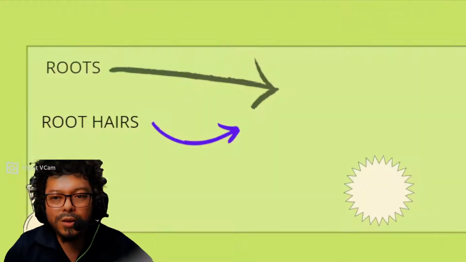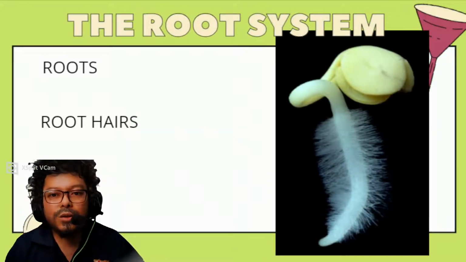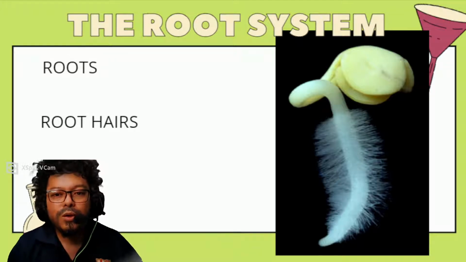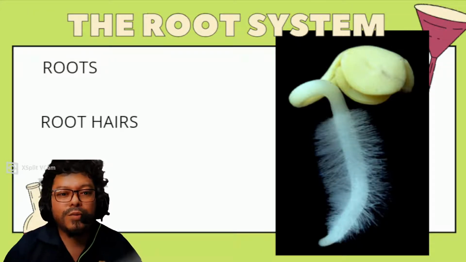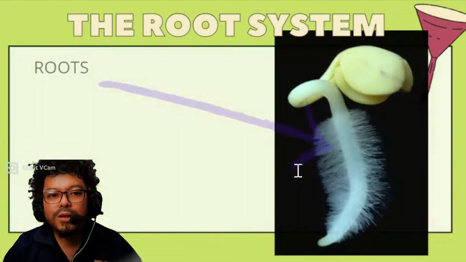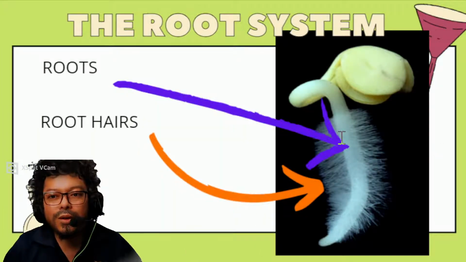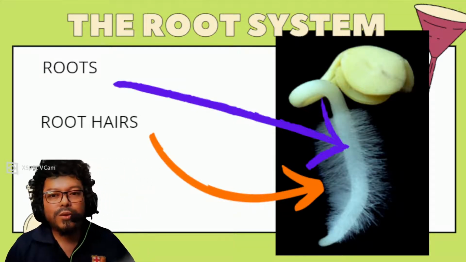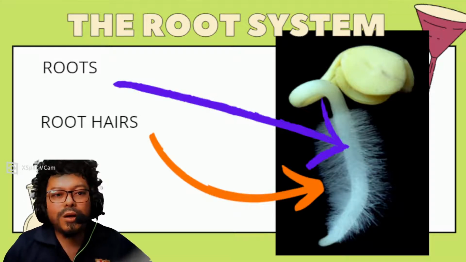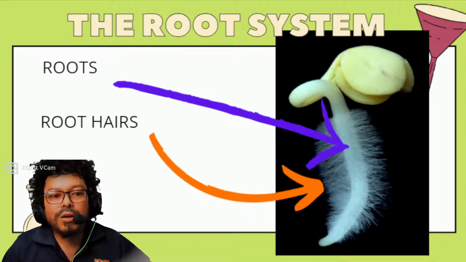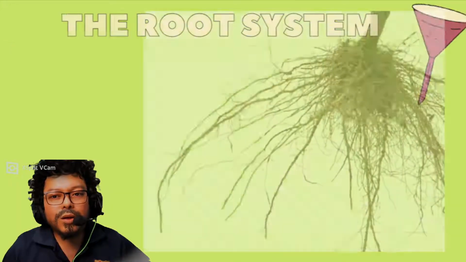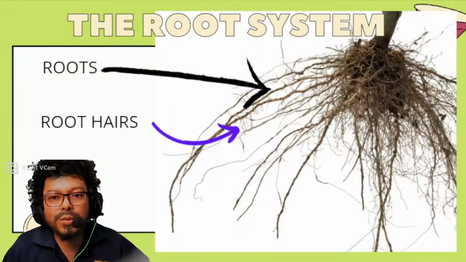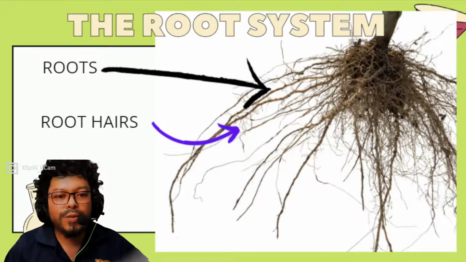Now look at this picture. Which one is called root, and which one are called root hairs? This is easy. This main part is the root, and the smaller parts are root hairs. It's very easy to identify a root. The thick part is the root. The thinner part, like hair, are root hairs. Okay.